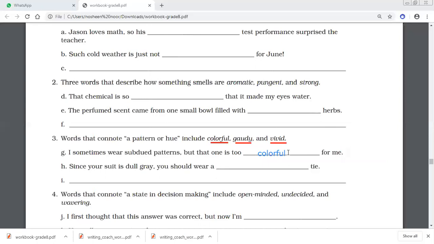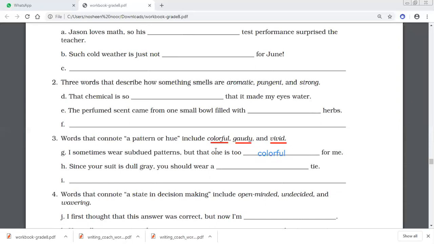Now, it's H from number 3. Since your suit is dull gray, you should wear a dash tie. Of course, you will not wear a colorful or a gaudy tie. You would wear something that stands out or something that is stronger than dull. So it would be the opposite of dull gray, something that is standing out, but doesn't look stupid or showy or show a bad taste.